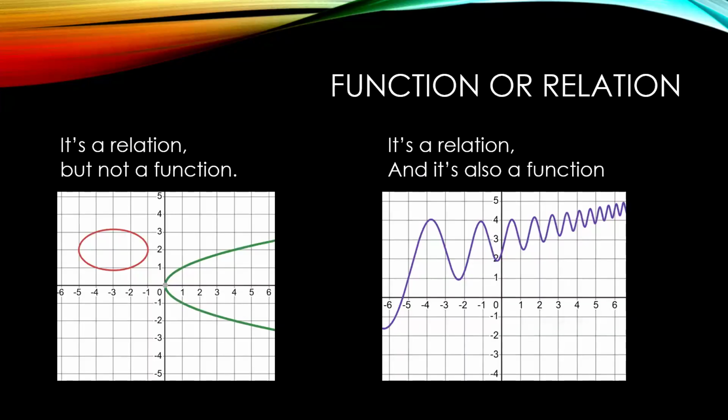Here's a couple examples. Both of these would be considered relations. In this case, it's a relation, but it's not a function. If we were to plug in -3, for instance, we would be getting 2 different y values out. That's not allowed. Over here, if we were to plug +3 in, we would get 2 different y values out. That is also not allowed for it to be a function. On the right, this one is very, very curvy. That's okay. For any x value, we're only getting 1 y value out. And so this example is a relation, and it is also a function.